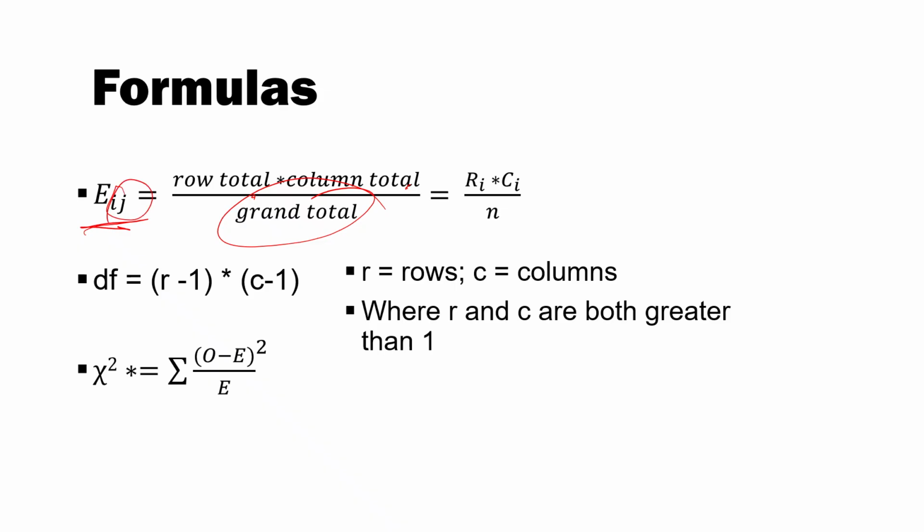Don't get confused about these subscripts. They're just indicating that it can be any number. Then we've got our DF, which is R minus 1 times C minus 1. And then we've got our actual chi-square statistic. So we can actually make a nice clean table like we did with the goodness of fit, but I'll show you guys another way that you can do it.